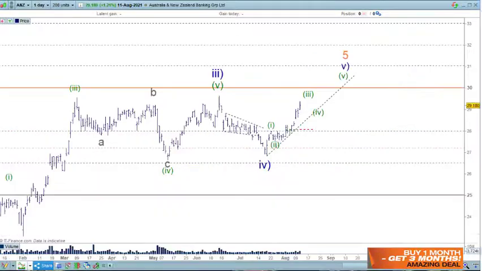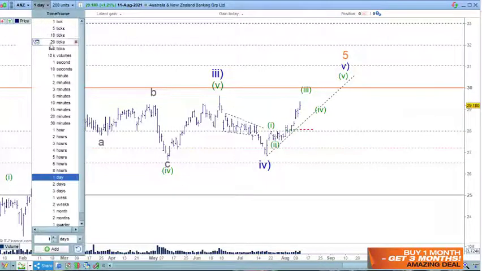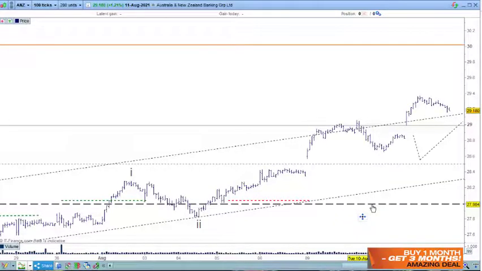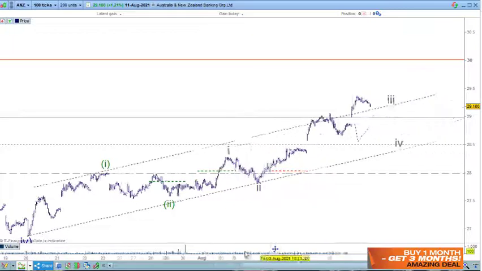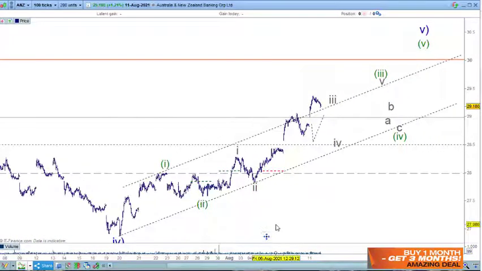Let's just check on ANZ while we're here as well. So it's in its like third wave up here. And let's go check on the tick chart, see if we can make heads or tails of that. Sometimes things jump out and are pretty clear. Okay, so looks like a little bit more there then.